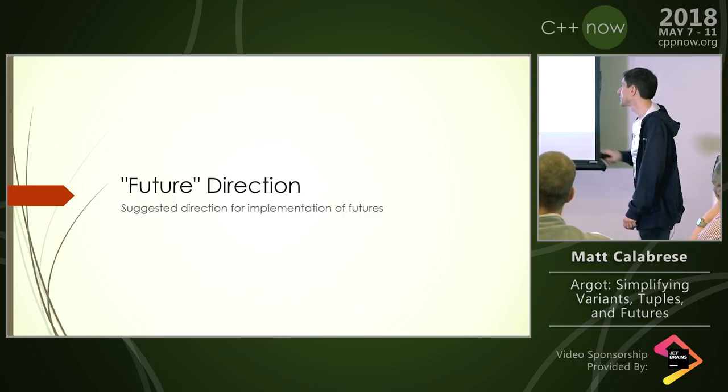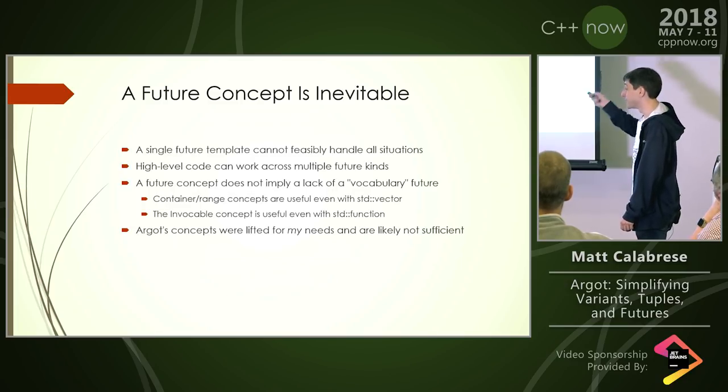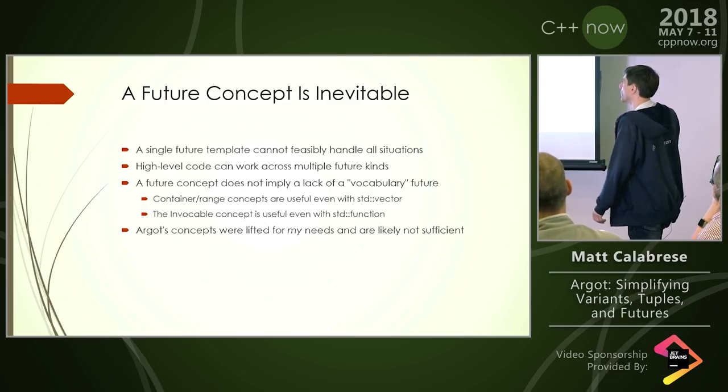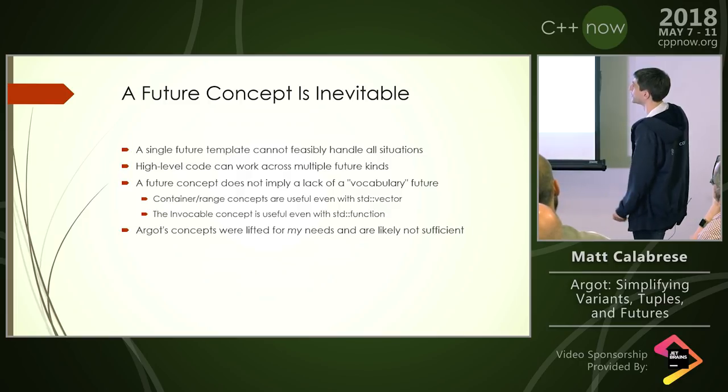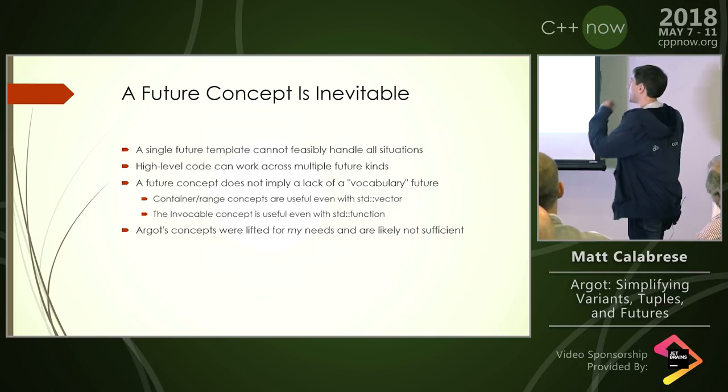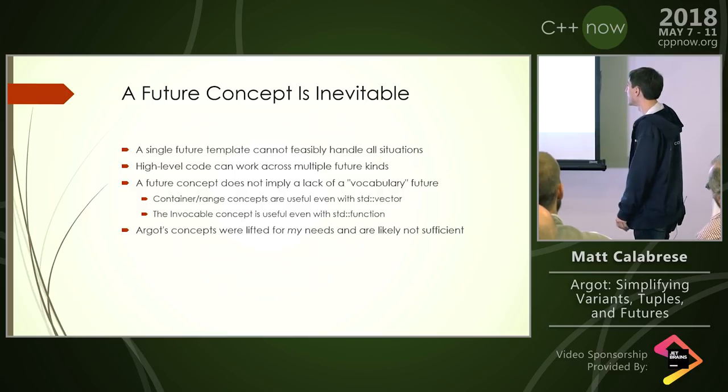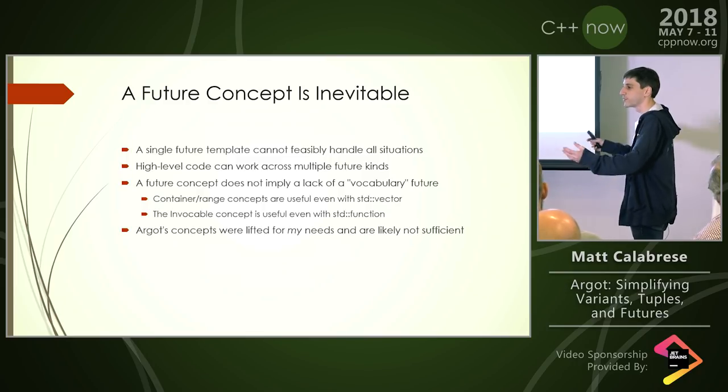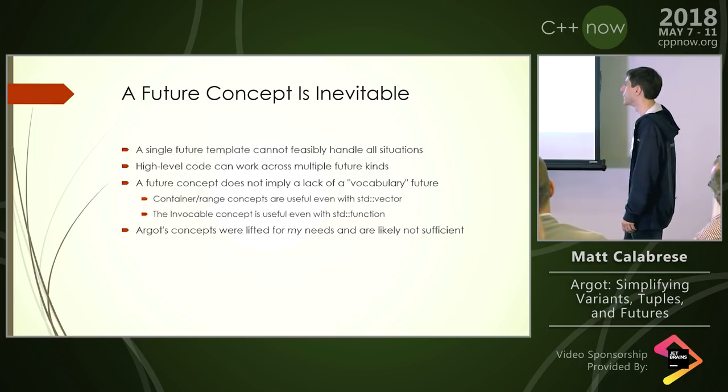So, future direction, suggested direction for the implementation of futures. I think that a future concept or a suite of concepts is inevitable, which I think Bryce and everybody in SG1 has come to a similar conclusion on. There's no such thing as a true vocabulary future type. I mean, we can make one, maybe a type-erased thing, I don't know. But I think there are too many different ways to implement futures, different scenarios, and interacting with different kinds of hardware that it's not really a feasible goal. And I don't think we should be afraid of that.